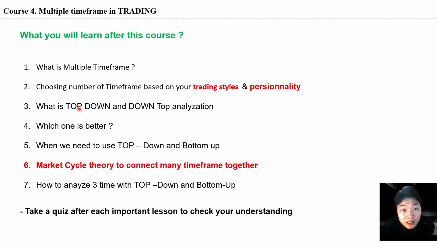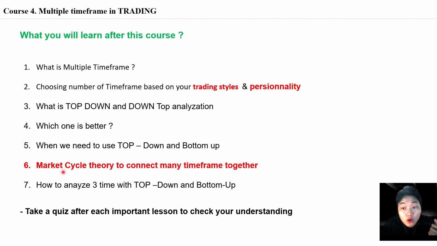The next topic is what top down and down top, which you can also call bottom up, analysis is in multiple time frames. The next one is which is better, top down or bottom up, and when we need to use top down and when we need to use bottom up in trading to optimize the reward to risk ratio and also optimize your win rate.